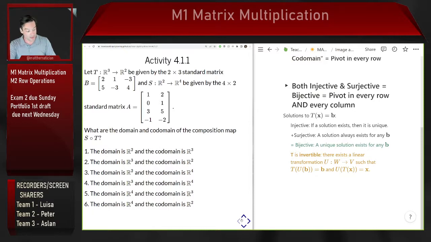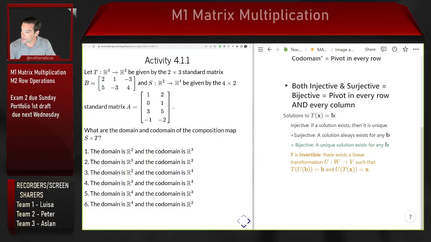And so just to get ourselves started, we should figure out that that composition is even possible. So the first activity in this section just asks us to make the connection between the dimensions of a standard matrix and the dimensions of the domain and the codomain of the linear transformation represented by that matrix. So let's just take 5 minutes to do this first activity in 4.1, which in the textbook is 4.1.1, and in your activity sheets is otherwise known as 4.1.